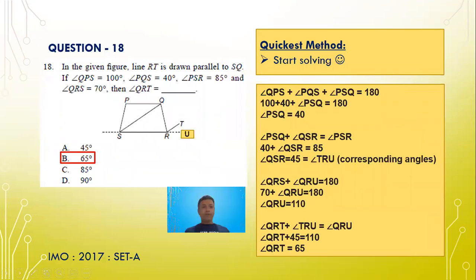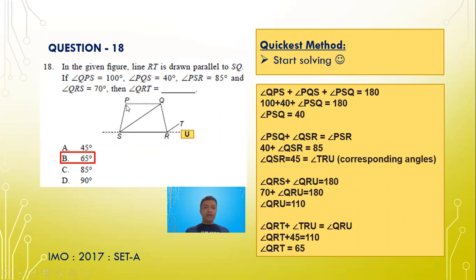Okay, next one. In the given figure, line RT is drawn parallel to SQ. So RT is parallel to SQ. If angle QPS is 100, angle PQS is 40, angle PSR is 85, and angle QRS is 70, then angle QRT will be?